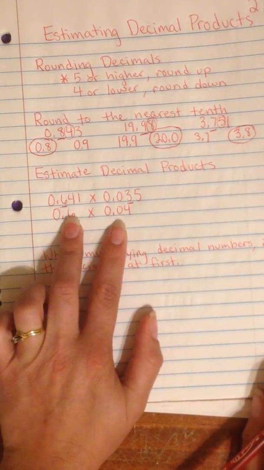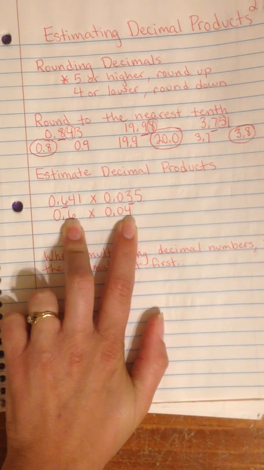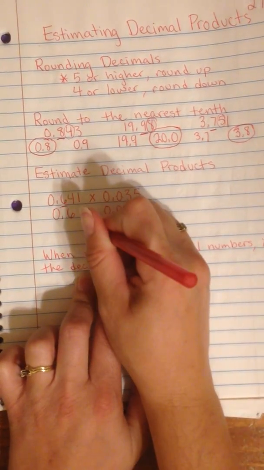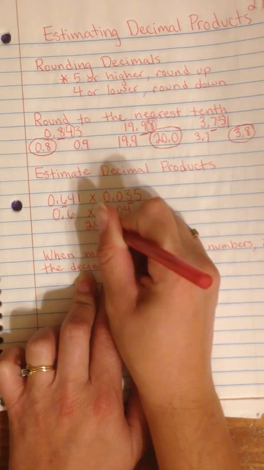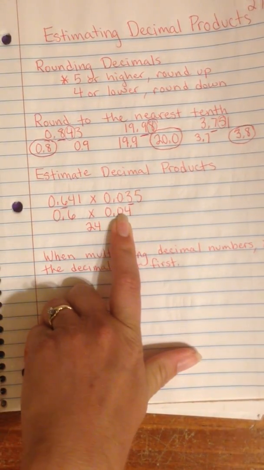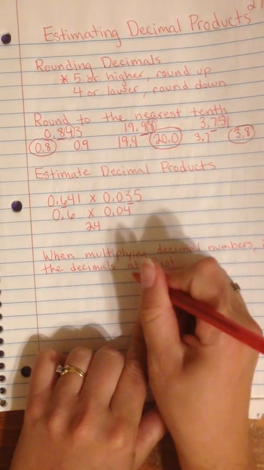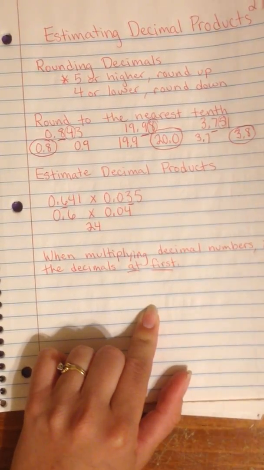So if I'm ignoring these decimals, I see 6 and I see 4. What is 6 times 4? 24. So I want you to write 24. But this number is a number smaller than 1, and this one's way smaller than 1, so there's no way I can get an answer of 24. So that's why you ignore them at first.